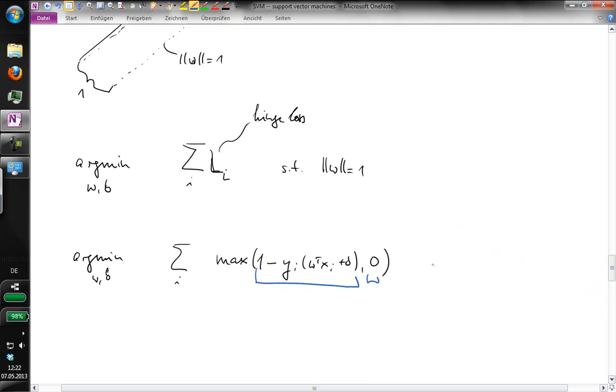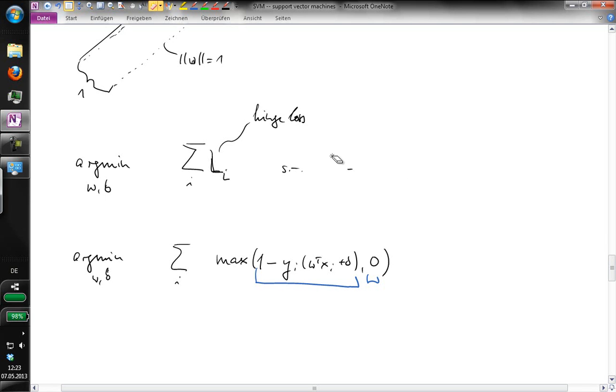So I could say that I want to minimize this thing such that the norm of W is 1. Unfortunately, this is not a convex set. So this constraint here is not convex, because it is the surface of a sphere. I can draw a two-dimensional sphere, and if I connect this point on the sphere with that point on the sphere, then I intersect the forbidden space in between. So this is not convex, and that again makes for a hard optimization problem.